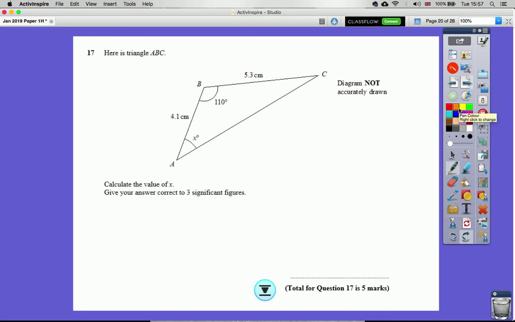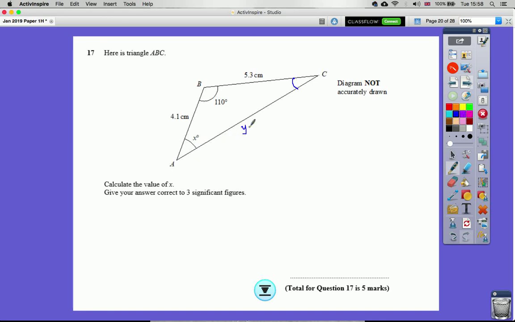Give your answer correct to 3 significant figures. Now in this question, I know one side, but I don't know the angle on the other side. I know this angle B, but I don't know this side over here. And I know the side here, but I don't know the angle. So my first task is to find out this missing length. Let's call it y.